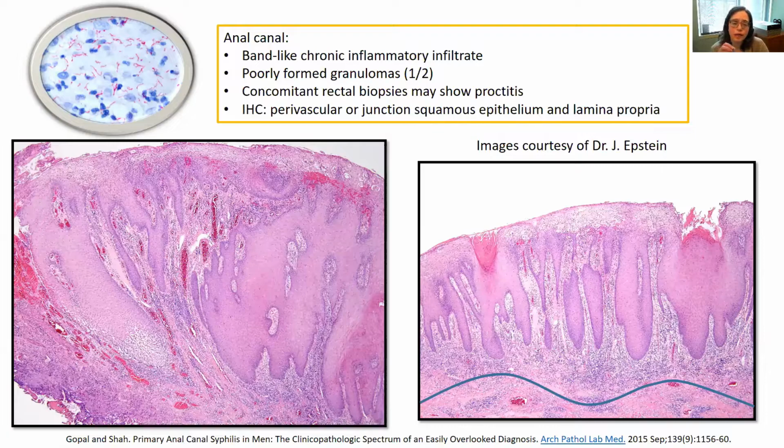When you get these biopsies from the anal canal, if the gastroenterologist gets biopsies from the rectum, you can see concomitant biopsies showing a certain degree of proctitis. On the immunohistochemical stain, the organisms may be seen in a perivascular location, or many times in my experience, you see them at the junction between the squamous epithelium and the lamina propria. And many of these can have sometimes a very dramatic pseudoepitheliomatous hyperplasia that can sometimes be concerning for the possibility of squamous cell carcinoma, and that's given that intense lichenoid infiltrate.